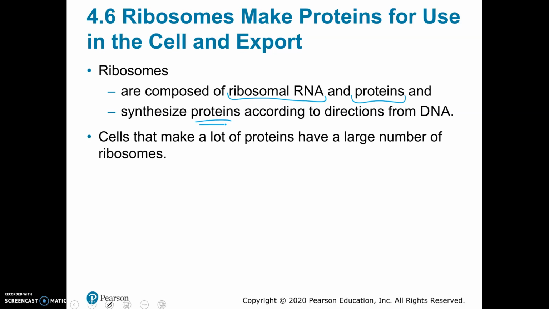Any kind of cell that's making lots of protein, for example cells in your body that might be making hormones like insulin, or cells that are making enzymes that your body needs, are going to actually have a lot of ribosomes because they're building a lot of protein.